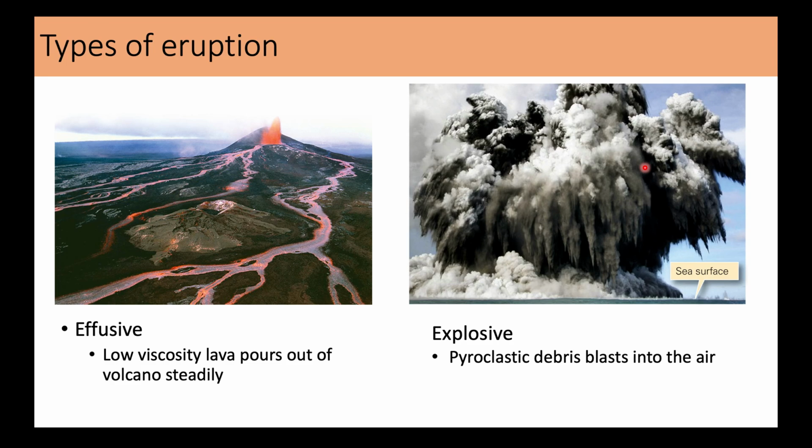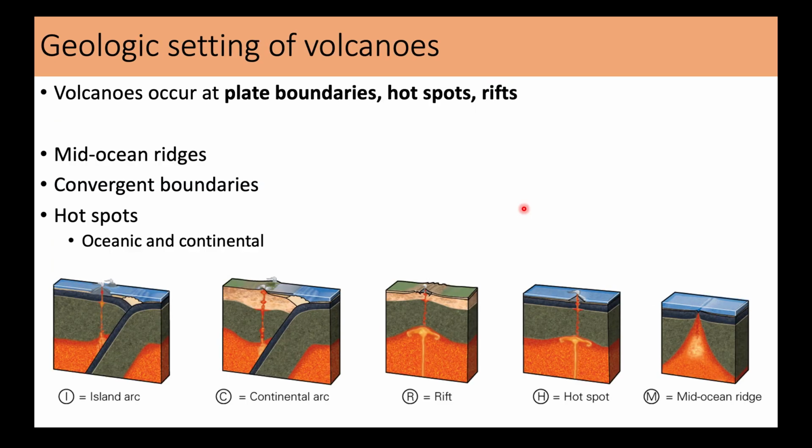So we can have two different types of eruption, effusive or explosive. Explosive is where we have our pyroclastic debris blasting in the air. Effusive is where you're going to have your basaltic, very low viscosity magma pouring out steadily of the volcano instead of a big, massive explosion. So there's two different types.